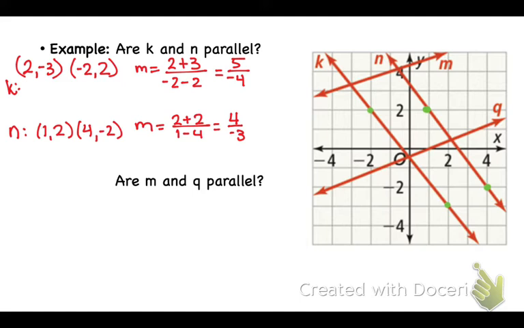Okay, are they parallel? No. Why not? Because they don't have the same slope. Okay, so what you say, they're not parallel. Semicolon. Negative 5/4 does not equal negative 4/3.